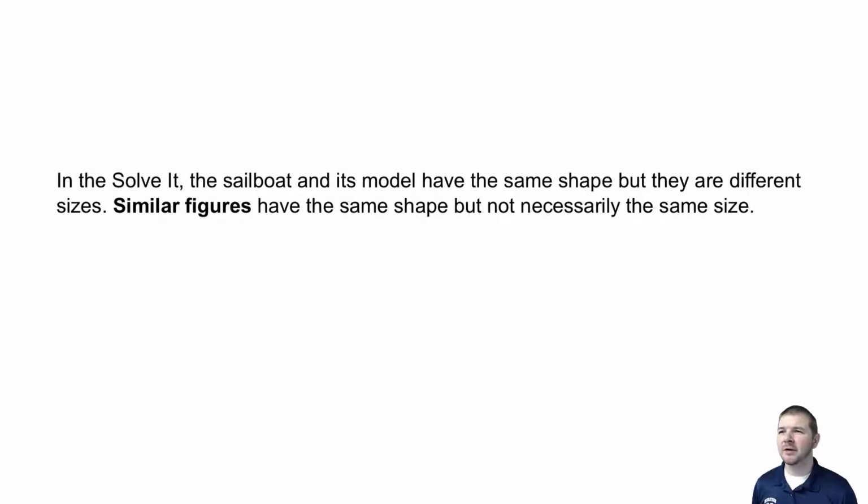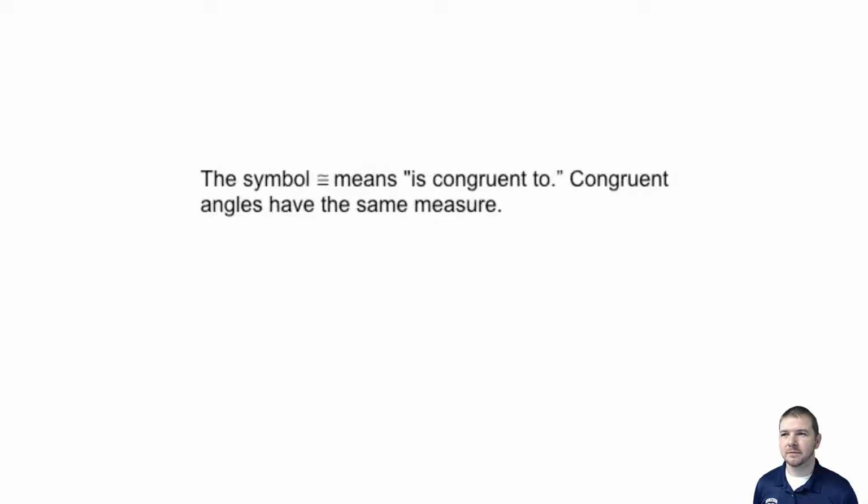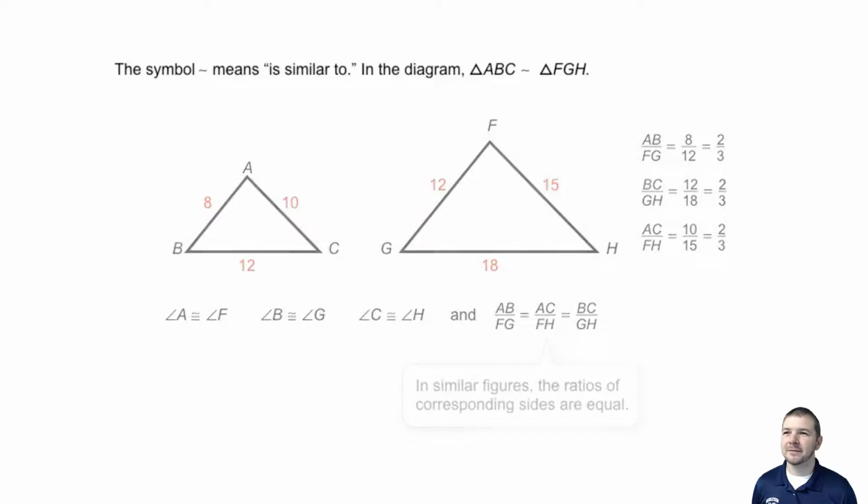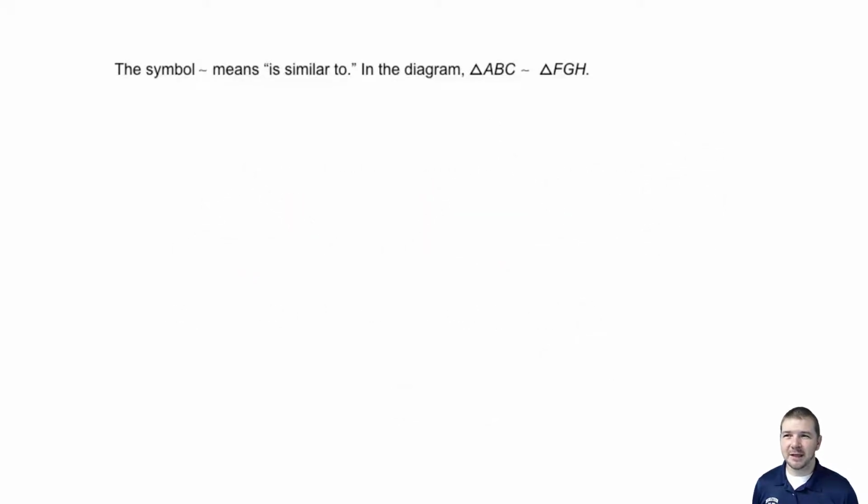In this photo, the sailboat and its model have the same shape, but they're different sizes. Similar figures have the same shape, but are not necessarily the same size. The symbol shown here, the equal sign with the squiggly line over the top, means "is congruent to." Congruent angles have the same measure. The symbol, just the squiggly line shown here, means "is similar to."